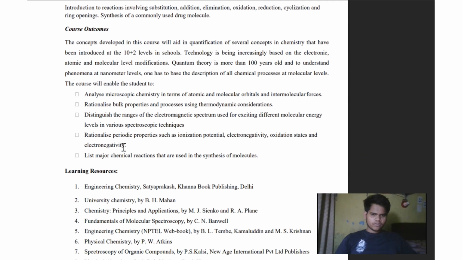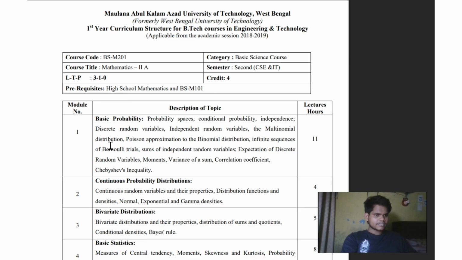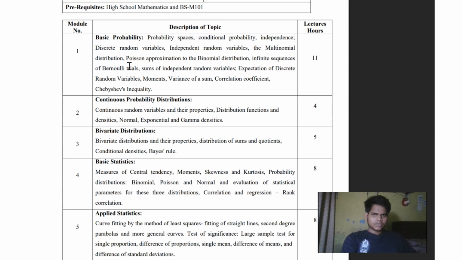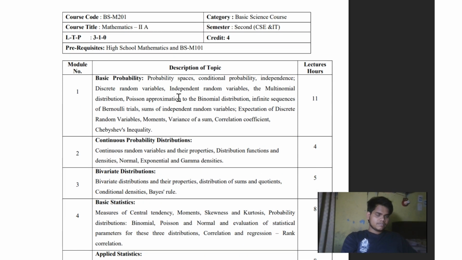Moving forward, you will be learning about statistics and probability. The first module contains basic probability, and then continuous probability distribution. Let me tell you, you have to understand these topics because this is the base of your machine learning. If you are planning to go into data science and machine learning, you have to master all these topics, because this will be a base for your machine learning.